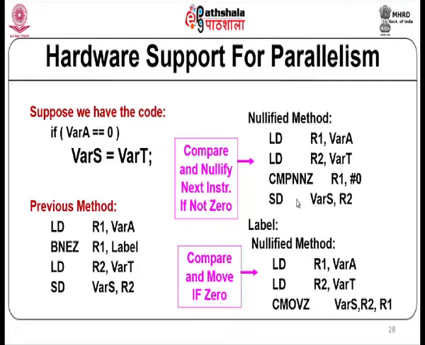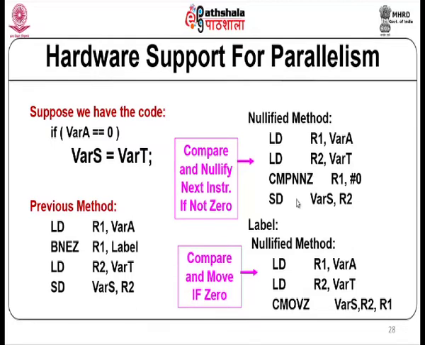Now, this has been translated into a different code here based on the predicated instructions. So, now what we do is you have a load instruction, you also execute the subsequent load, but the load is you have to compare and nullify the instruction based on the value of R1. So, if R1 contains a value of 0, then you will have to execute the store instruction. If R1 does not contain a value of 0, then you will have to skip the store instruction.